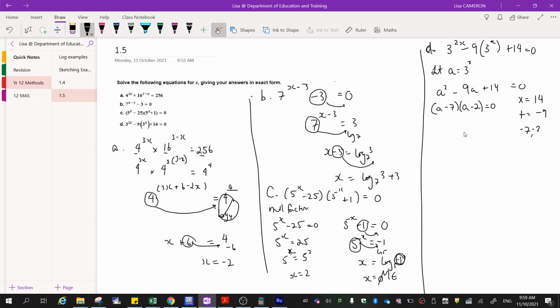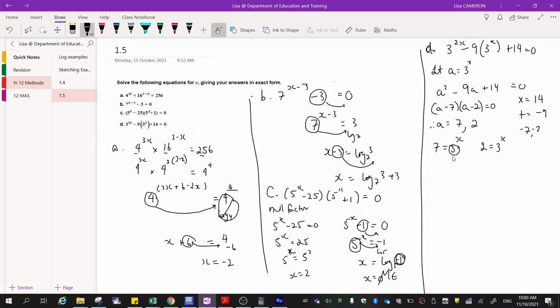let it equal 0. And now I can say that therefore a is equal to either 7 or it could be equal to 2. So now I'm going to evaluate this statement again because it's really important not to skip this step. We need to work out the value of x, not the value of a. So I'm going to substitute it back in up here. So then 7 is equal to 3 to the power of x and 2 is equal to 3 to the power of x.